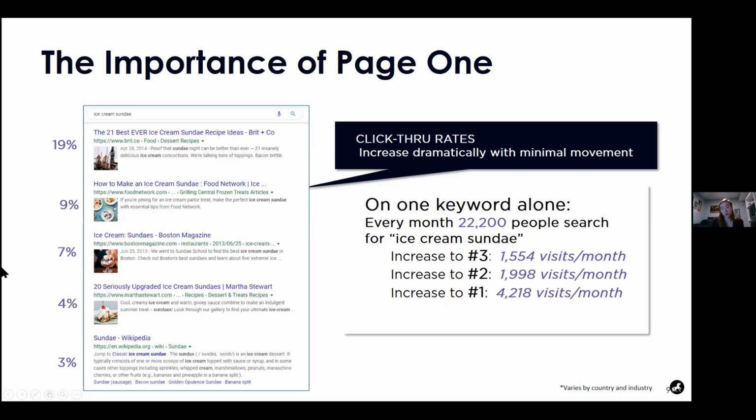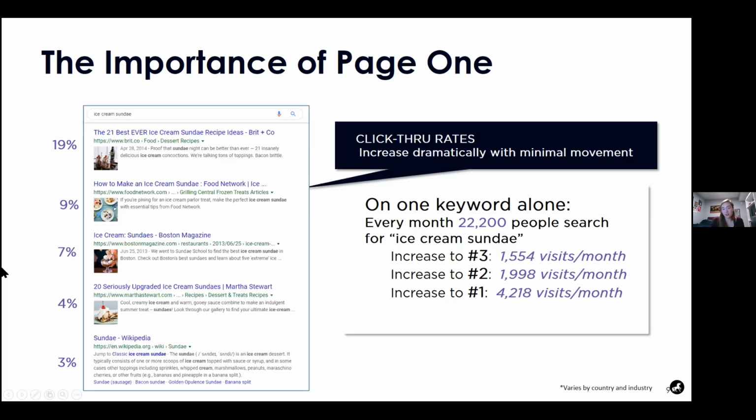So roughly 20% of people will click on the first result, then roughly 10% will click on the second result. If we're looking at just a single keyword, like ice cream sundae, about 22,000 people search for that a month. If you were in position 4 and increased only one spot to position 3, you get an additional 1,500 people to your site. If you were in 3 and increased to 2, you would get an additional 2,000, and then 2 to 1, you would get an additional 4,000.